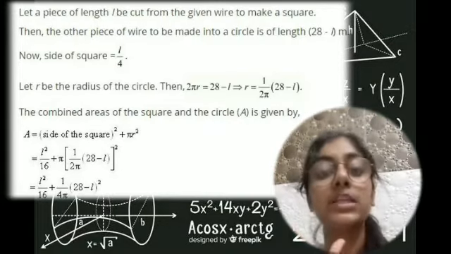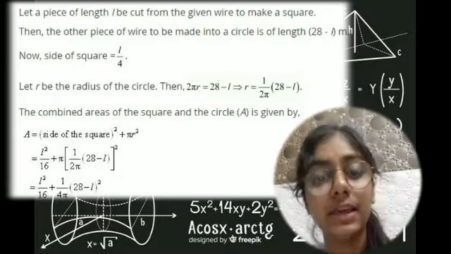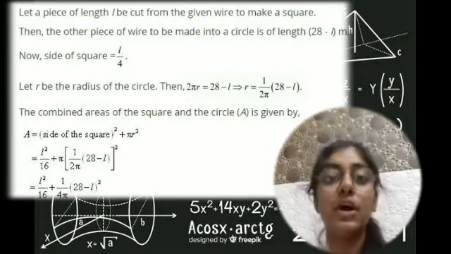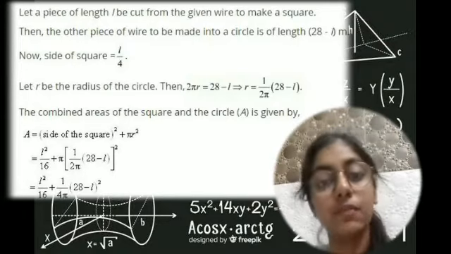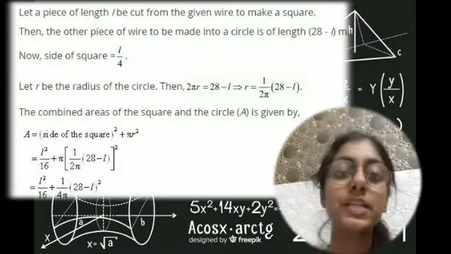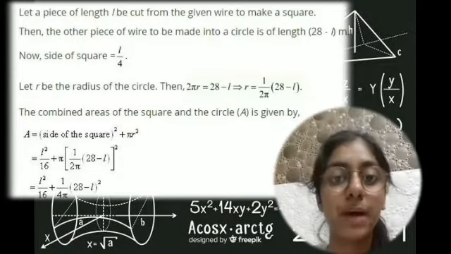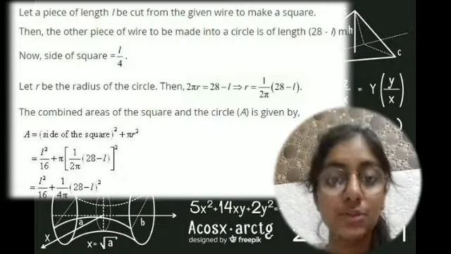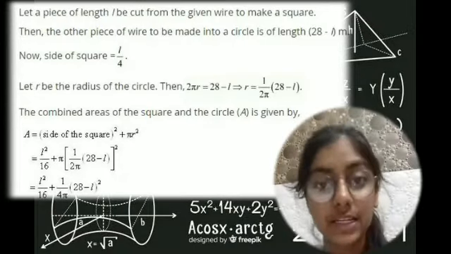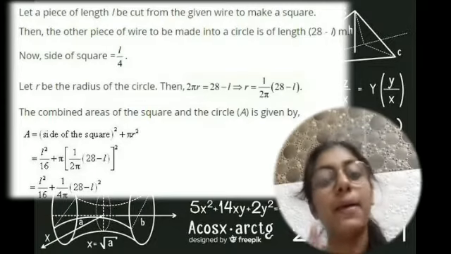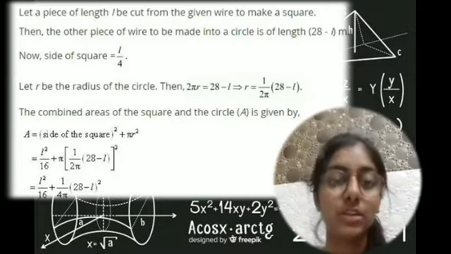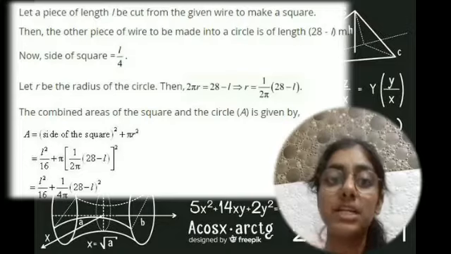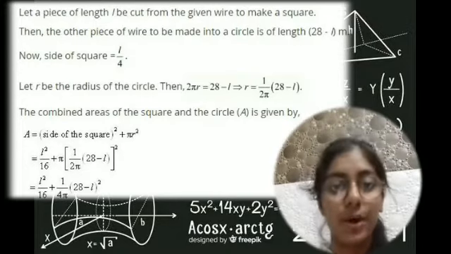Then we will equate the circumference of the circle to its length, which is 2 pi R equals 28 minus L. Then we will get the value of R in the form of 1 by 2 pi times 28 minus L. Then we will combine the areas of the square and the circle. We will get area equals side of the square whole squared plus pi r squared. Then we will substitute their values from the above equations. Then we will get L squared upon 16 plus pi times bracket 1 upon 2 pi times 28 minus L whole squared. Then we will solve this equation and we will get L squared upon 16 plus 1 upon 4 pi times 28 minus L squared.